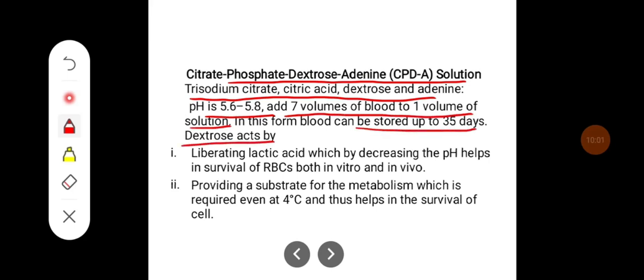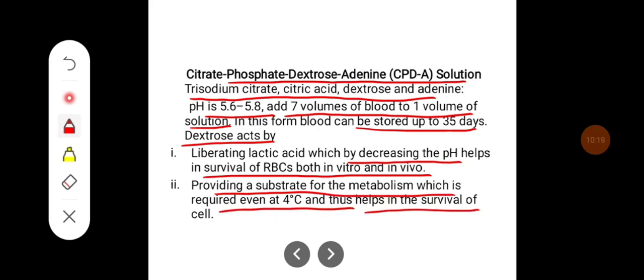And dextrose acts by liberating lactic acid, which by decreasing pH helps in survival of RBCs both in vitro and in vivo, providing substrate for the metabolism which is required even at 4 degrees Celsius and thus helps the survival of the cells. So that is the function of dextrose.